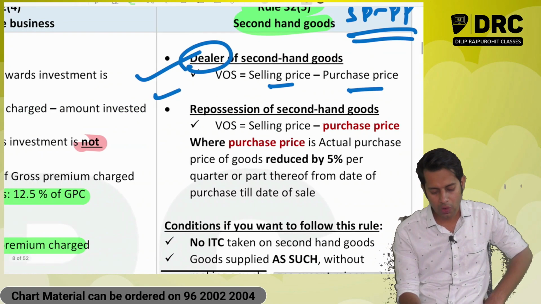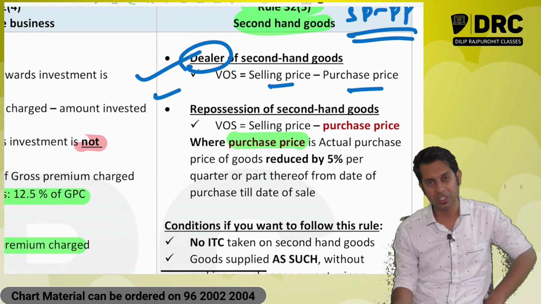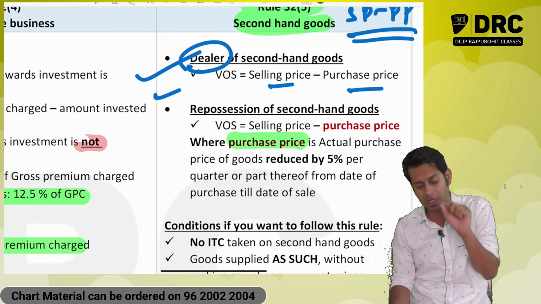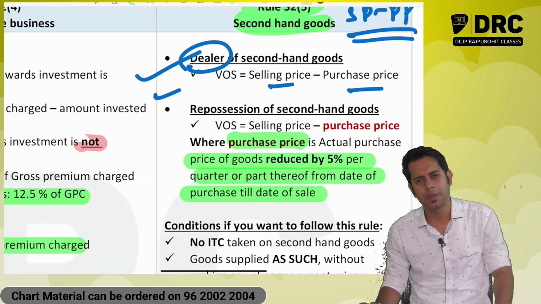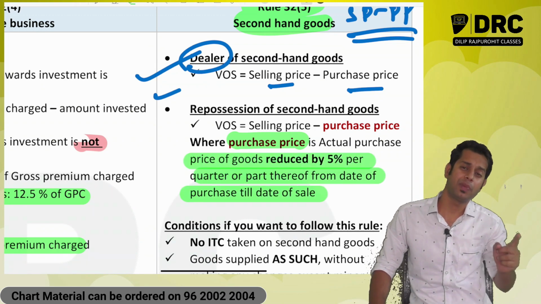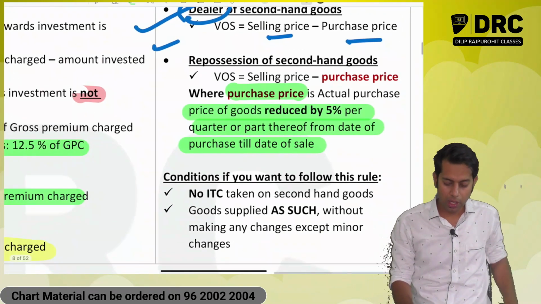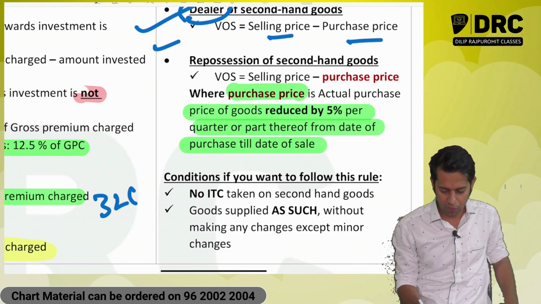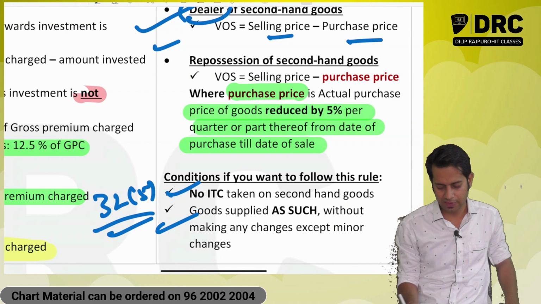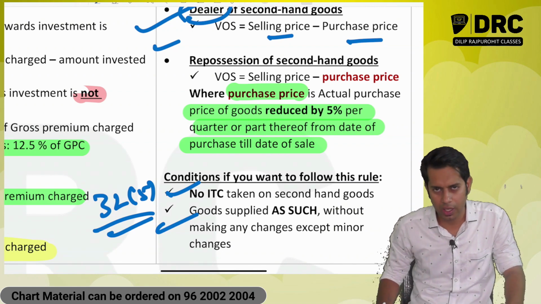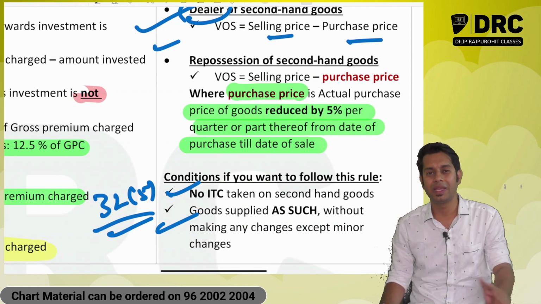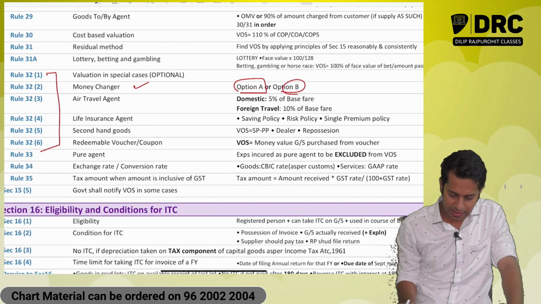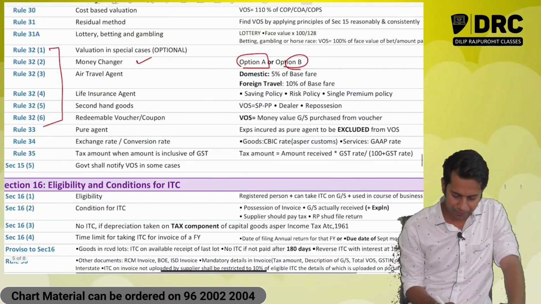What happens over here? You are required to compute the purchase price. Purchase price is the actual purchase price of this car minus depreciation. How much is the depreciation? 5% per quarter or part thereof from the date of purchase till the date of sale. Now if you want to apply rule number 32 sub rule 5, there are two conditions which are required to be satisfied by you. You cannot take input tax credit on the purchase of the car, and the goods should be supplied as such without making any changes.